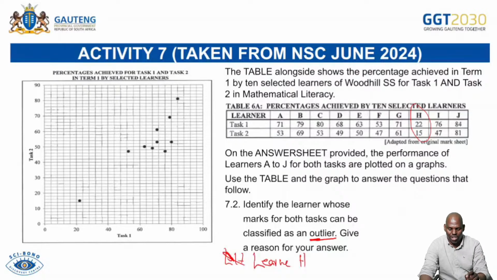And what will be your reason? Because for task 1 and task 2, the marks are way lower than the rest of the learners. The marks of this learner are way lower than the rest of the learners.